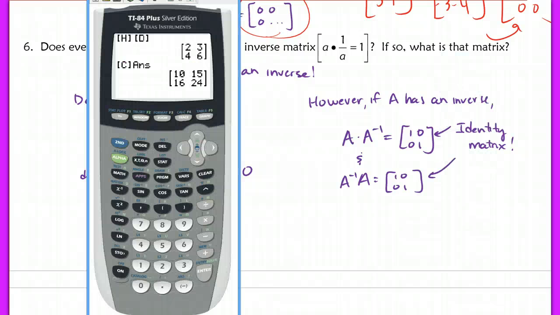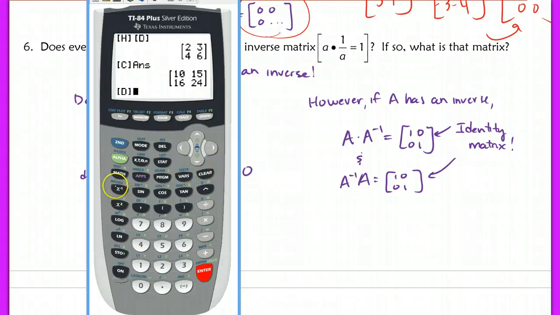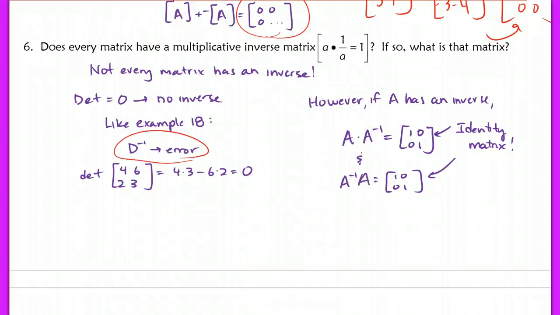hopefully when you type that in, you hit second matrix, scroll down to D, and then there's an inverse key. Actually, the matrix key is the inverse key too. If you hit that, now you can see I get this error message, singular matrix. So this is just an error message because this didn't have an inverse, because if you look at the determinant of this particular matrix, you get 0.